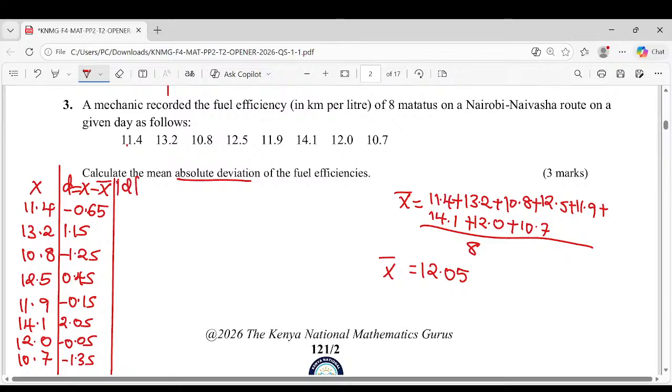So this will be now 0.65, 1.15, negative 1. Sorry, you no longer put the negative. You disregard the negative. So this will be 1.25, 0.45, 0.15, 2.05, 0.05, 1.35.